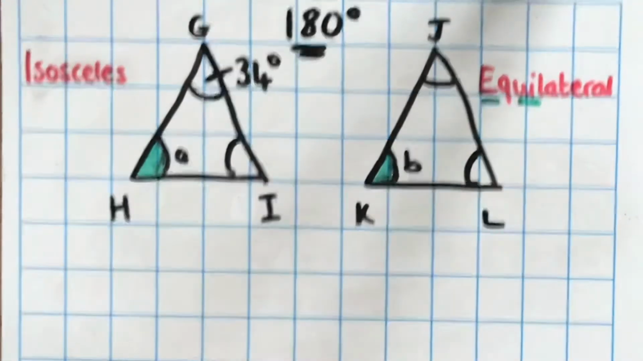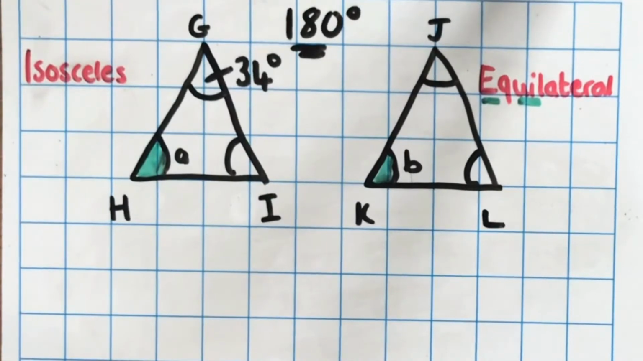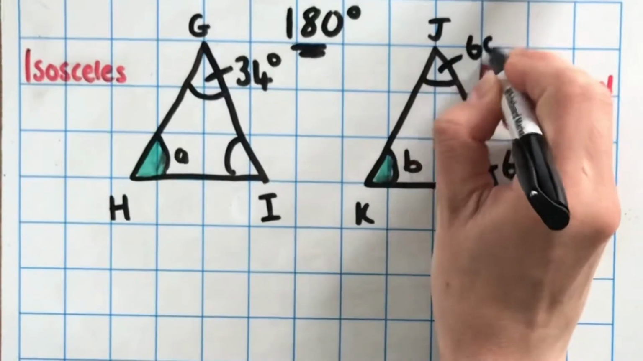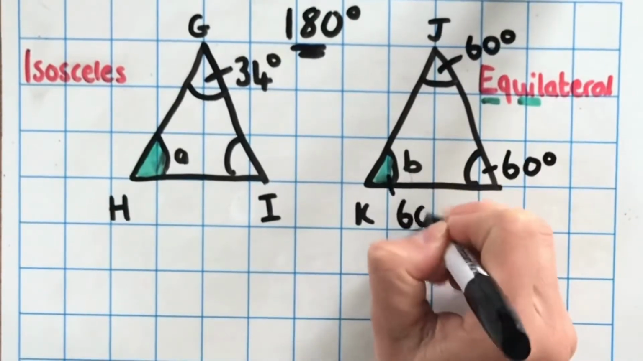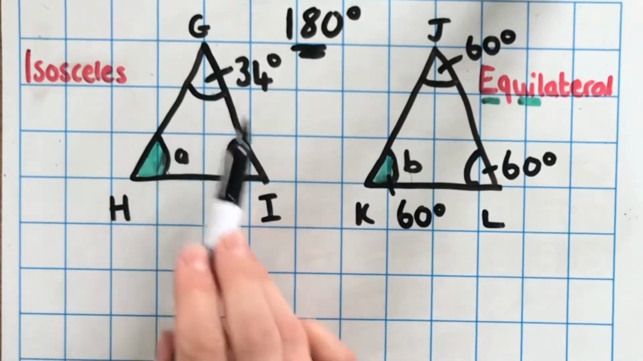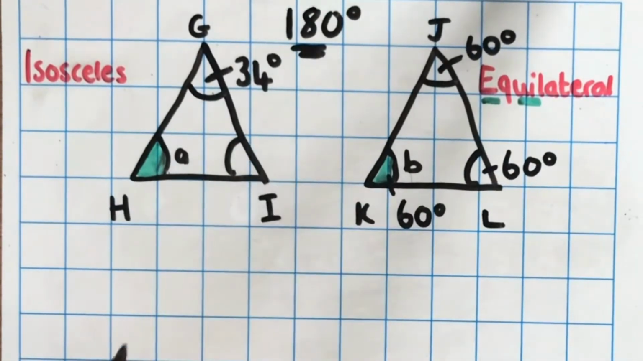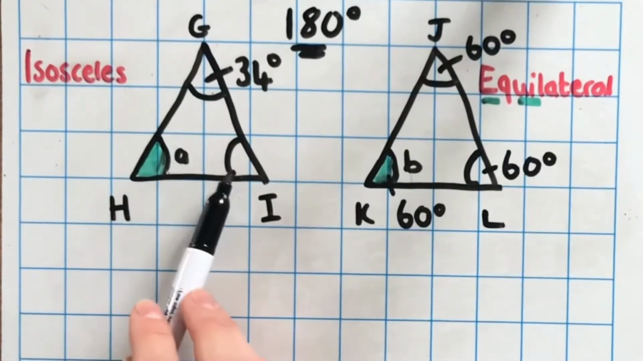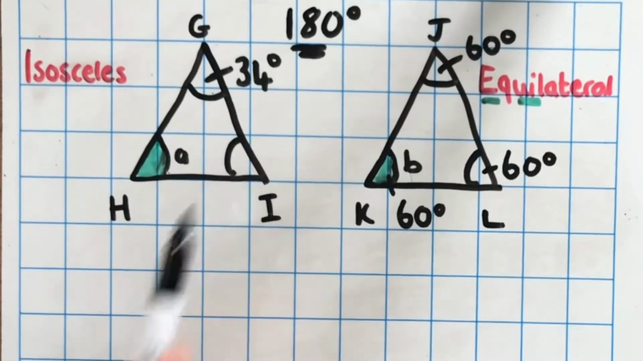With an equilateral triangle, the three angles all add up to 180, so each of those angles is going to be 60 degrees, because 180 divided by 3 gives you 60. So you can label those 60 degrees. If you have a look at your isosceles triangle, this angle plus this angle plus this angle equals 180. We need to work out the size of angle A. It's going to be exactly the same as this angle over here.